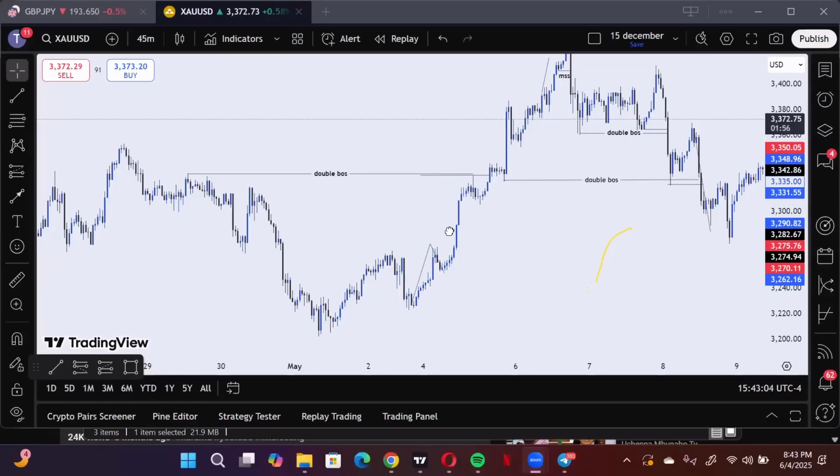So after getting your structure part of the strategy, the next thing that we'll look out for is the liquidity part of the strategy. Now, there are different types of liquidity in the market, but the liquidity that we look for immediately after we see our market structure shift or our double breakout structure is what? Our inducement liquidity.